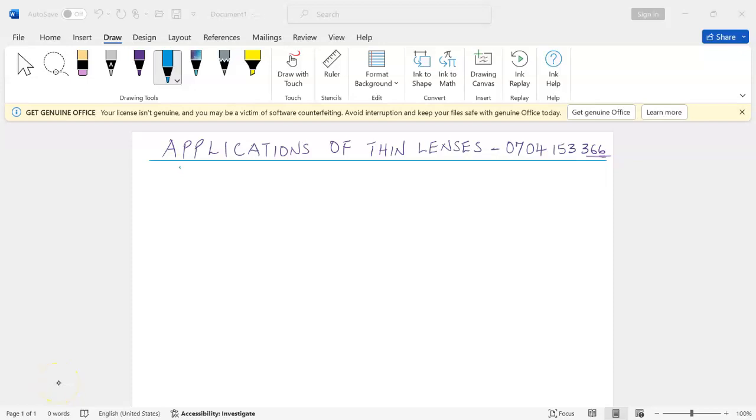Welcome to the physics lesson. We're going to discuss the applications of thin lenses, to be particular the converging lens, whereby the first application is what we call the simple microscope.